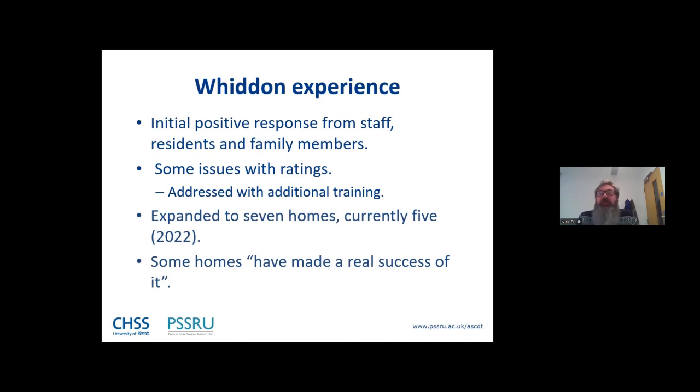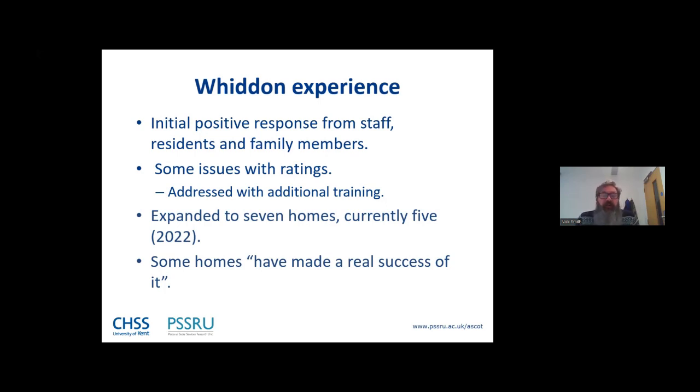It wasn't all positive. There were some issues with ratings. I think some staff were rating perhaps too highly because they were concerned that they were being judged on this. This was addressed with a bit more training and explaining that if you rate too highly, it doesn't reflect people's lives and you can't do your care planning as you should if you're suggesting their lives are already really good. So this was addressed with more training.